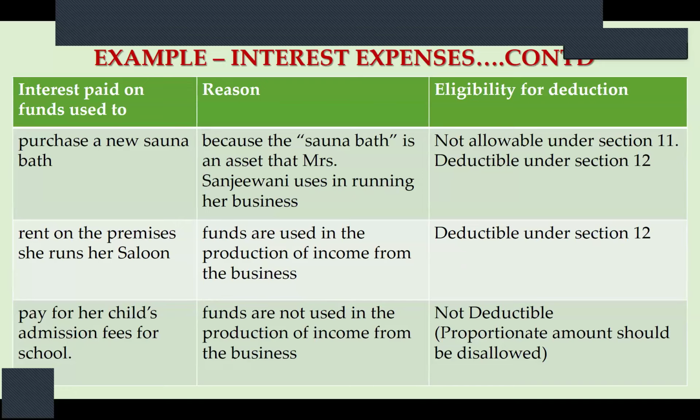Suppose that asset was sold during the year of assessment. So what do you think? Can this Mrs. Sanjeevani still deduct the interest portion or not? What is your answer?